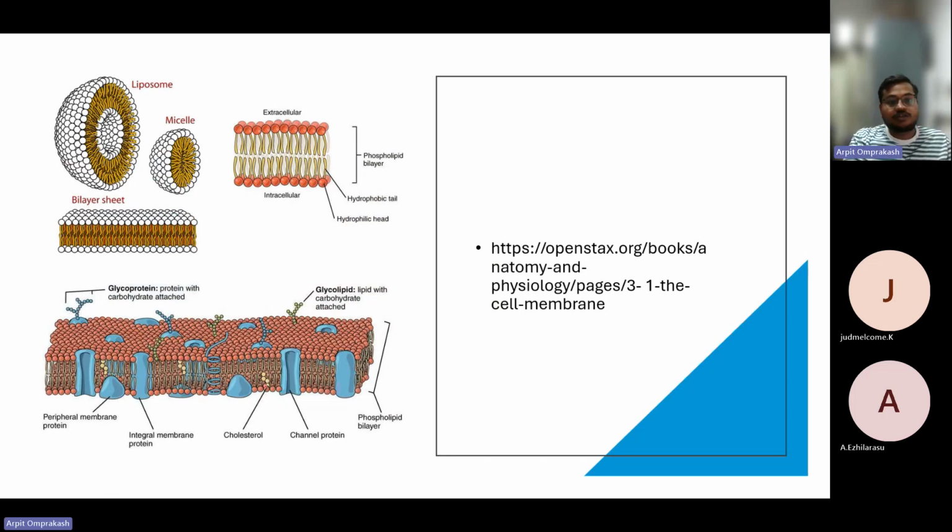Then we have these other lipid molecules such as cholesterol and all, which are also present in the membrane, which also influence the fluidity of the membrane. Then we have these channel proteins, which form channels through the membranes, and integral membrane proteins, which are integrated into the membrane and are present there, and so on.